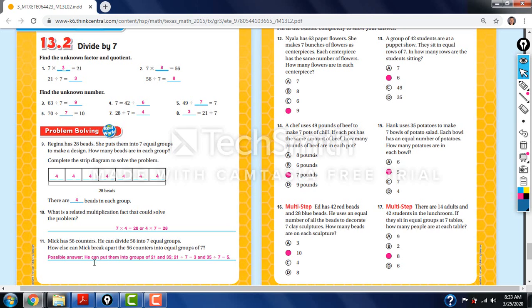So here's a possible answer. He could put them in groups of 21 and 35. So 21 divided by 7 equals 3. And 35 divided by 7 equals 5. So these answers will vary. So long as you're breaking down into equal groups, you should be okay.